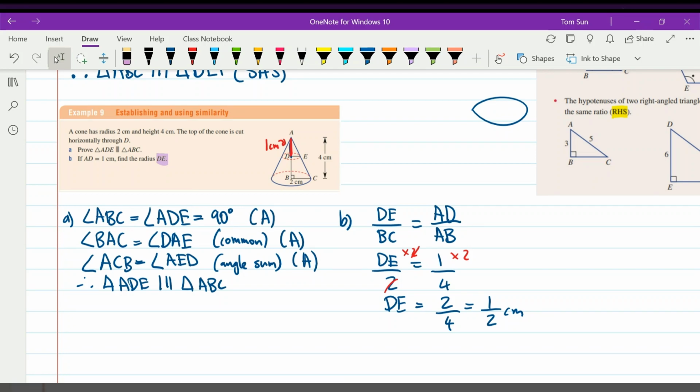Once they give us enough values, you can use this. The main thing you need to remember is that these have to be the corresponding sides on the triangle. You can see here that AD is the vertical line on the smaller triangle, and AB is the vertical line on the larger triangle. As long as they're corresponding sides, you can do this and then use algebra to figure out the missing value. Give the questions a go. Hope it goes well.